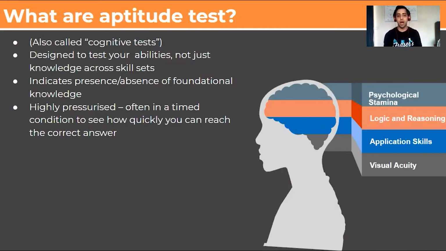And they're also quite highly pressurized, often in time conditions to see how quickly you can react. And so they can test a whole bunch of different things on top of that foundational knowledge in a time pressured situation. That can include things like visual acuity or spatial recognition, your application skills, being able to apply the information that's been given to you, logic and reasoning, both in mathematical, verbal, or other contexts. And of course, there's the psychological stamina that comes with sitting an exam like the UCAT, which is really important to deciding your future career and how you progress through life from a career perspective.